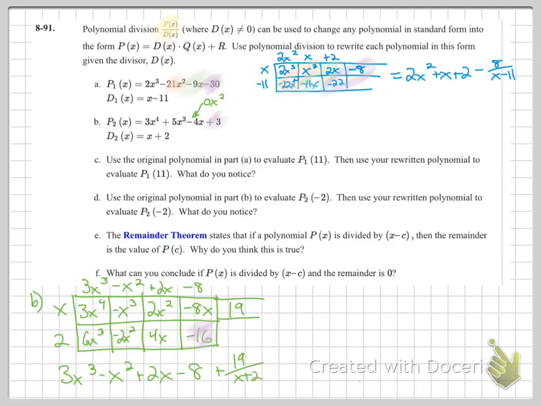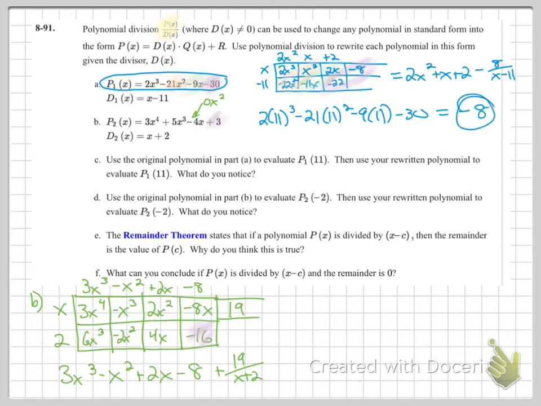Now, they want you to use P of 11 and plug in 11. So I'm back up at the top. I'm using this equation and I'm plugging in 11. You're going to need a calculator. Go ahead and see if you can do that. Grab a calculator and see what you get. If you're really careful, you should get an answer of negative 8 when you solve that. And you should notice our remainder was negative 8 earlier.